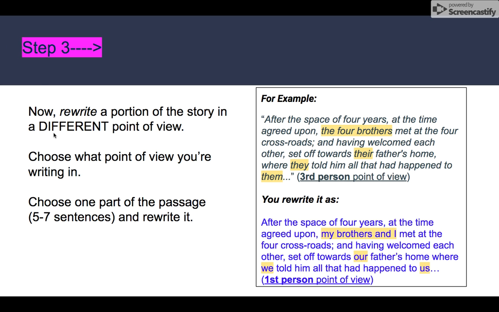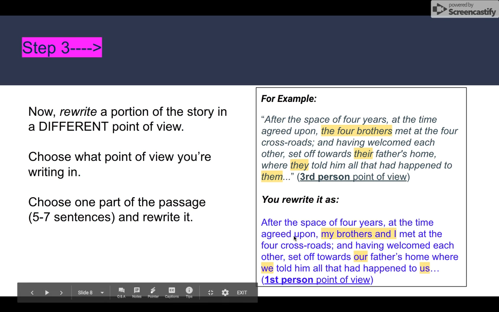Step 3, now rewrite a portion of the story in a different point of view, okay? So let's say you determined, here's a sentence from the story. You've determined this is third person point of view, right? You've got there, you've got the brothers, them. That's third person point of view pronouns. You have to change it either to first person or to second person. You're going to rewrite this exact same part or any part from the story, but in a different point of view. And here's an example of how you can change it to first person.